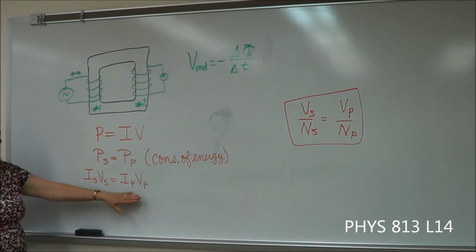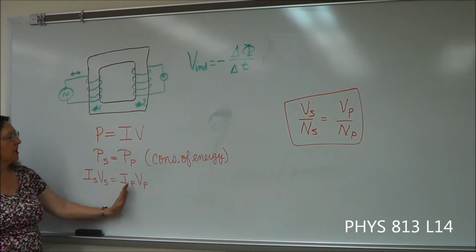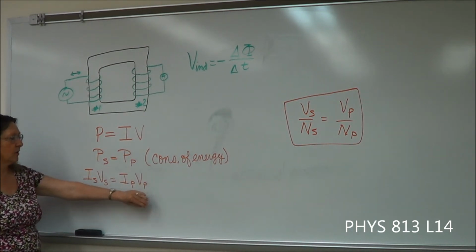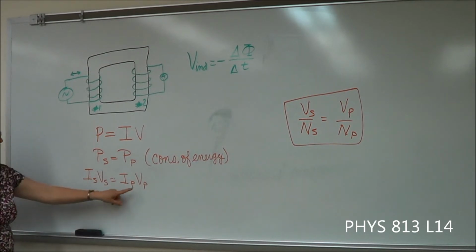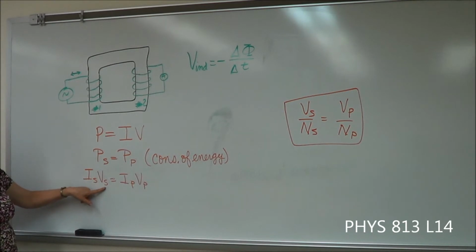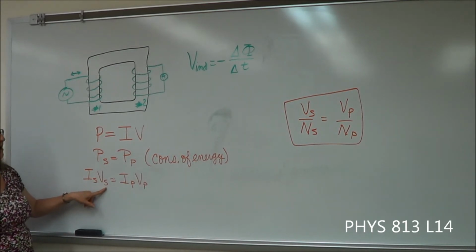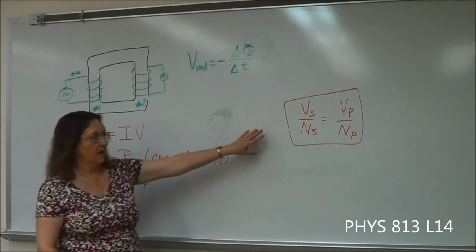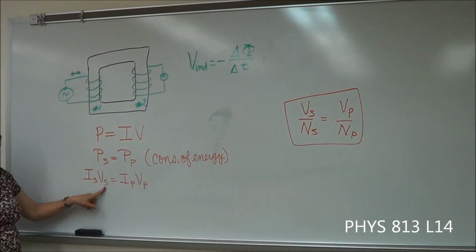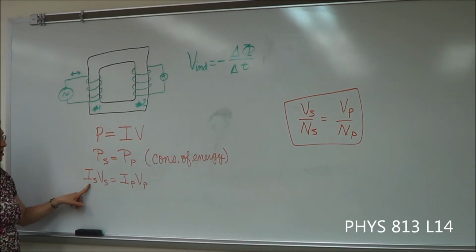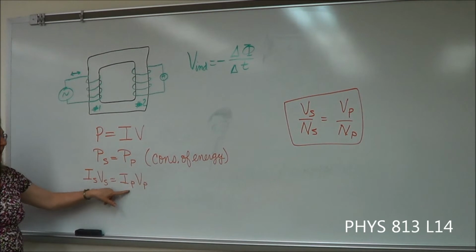But if we look over here, current times voltage is a number. On the primary side, this number is whatever it is. Now, if we happen to get a larger secondary voltage by using the proper number of turns, what happens to the secondary current? Well, the right-hand side is a particular number for a particular case.